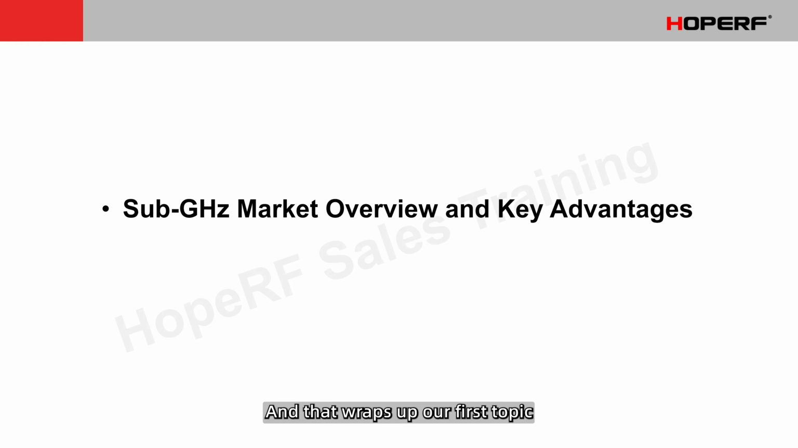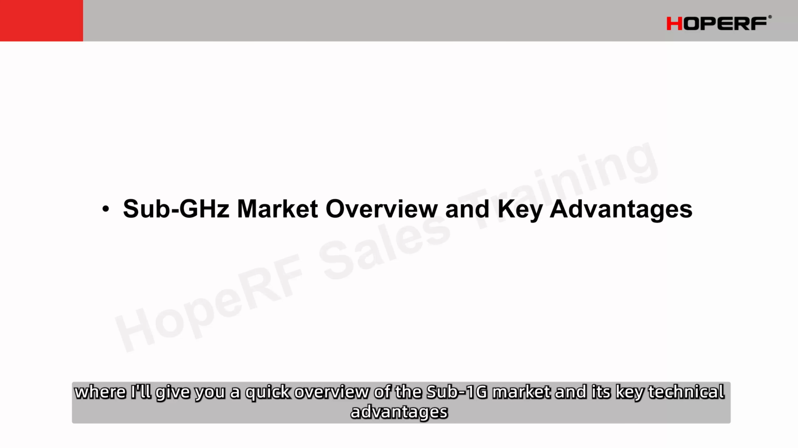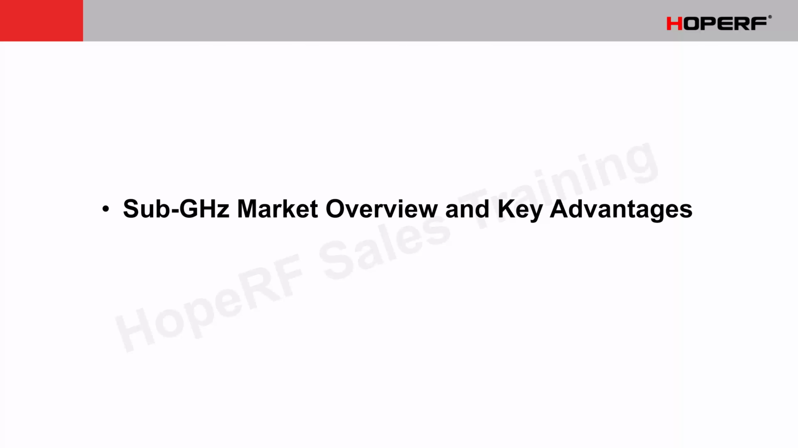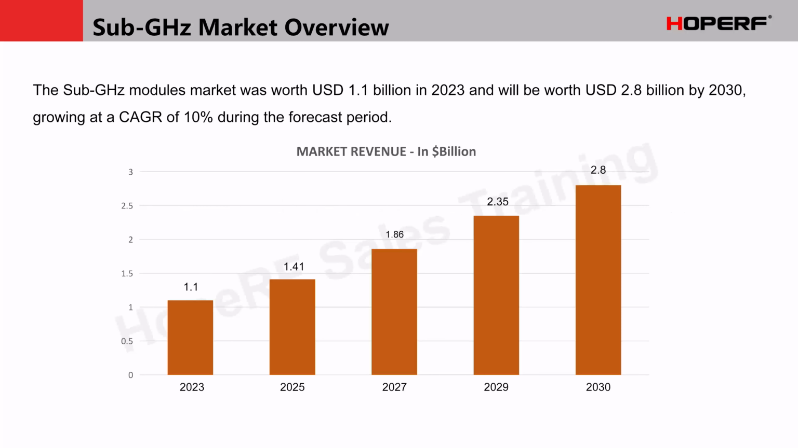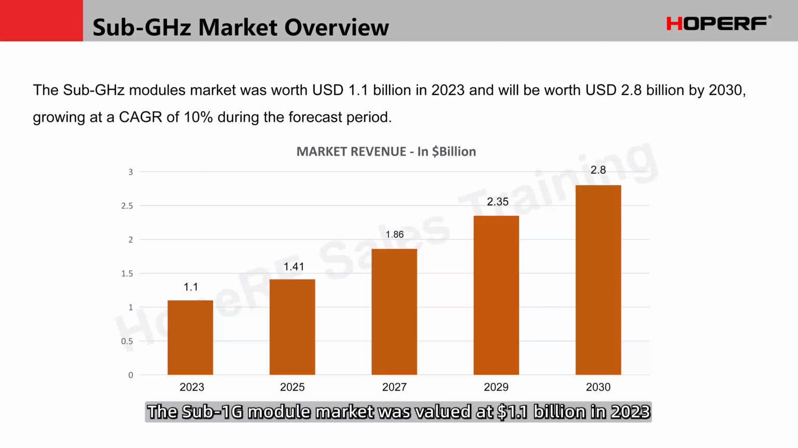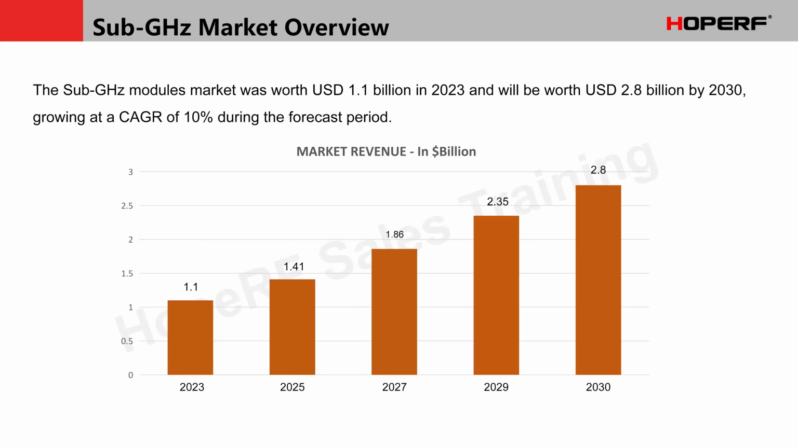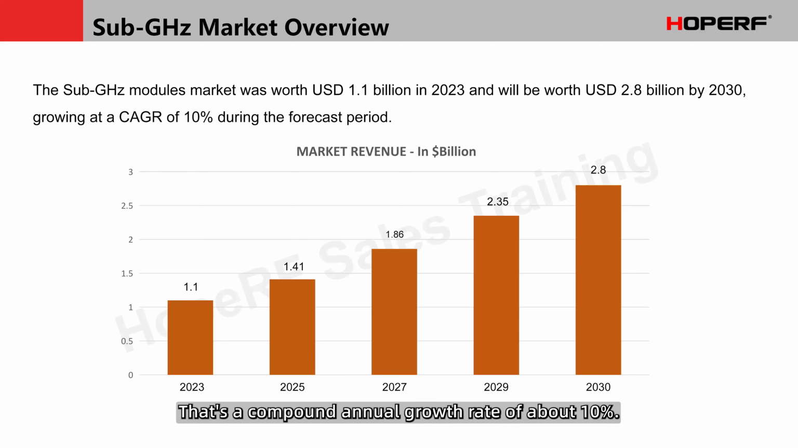And that wraps up our first topic. Now, let's move on to topic 2, where I'll give you a quick overview of the Sub-G market and its key technical advantages. The Sub-G module market was valued at 1.1 billion US dollars in 2023, and it's projected to grow to $2.8 billion by 2030. That's a compound annual growth rate of about 10%.